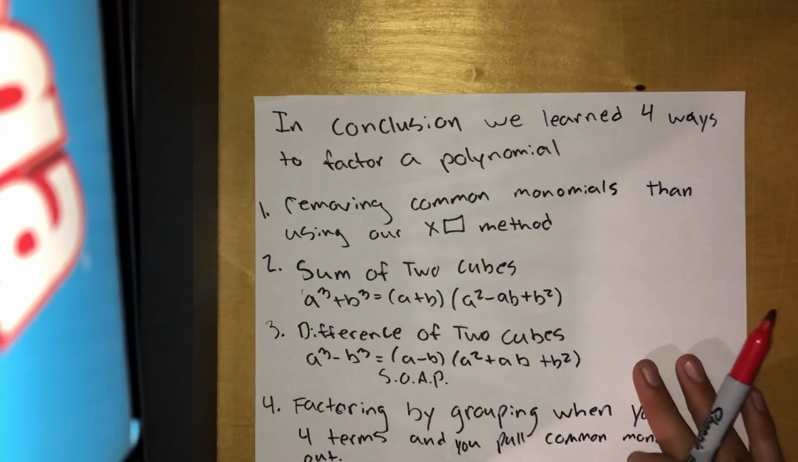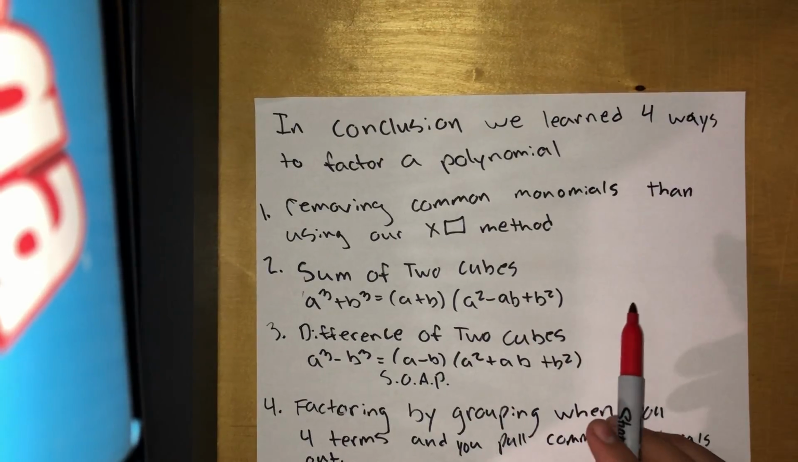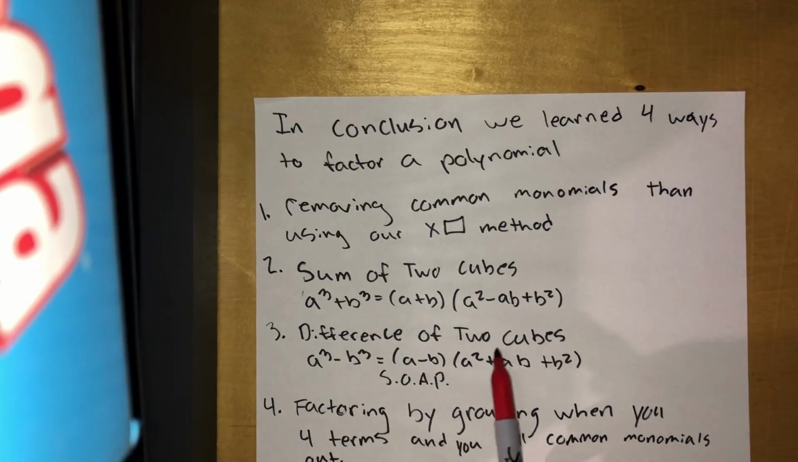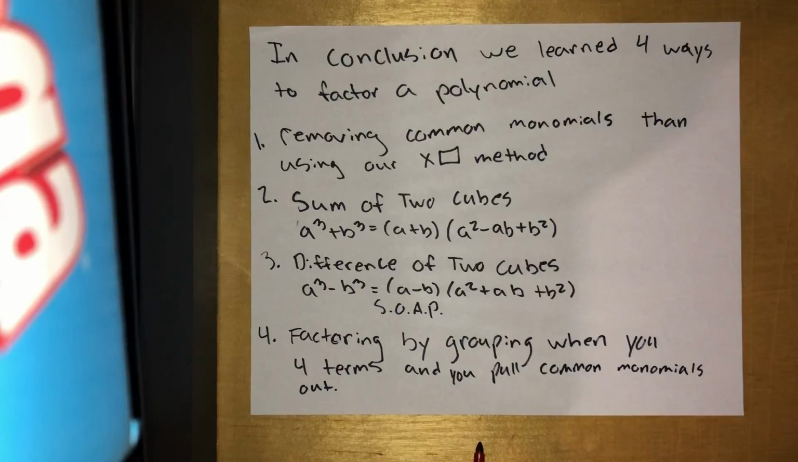Okay, so in conclusion, we learned 4 ways to factor a polynomial: removing a common monomial, then using our Xbox method, and then the sum of 2 cubes, the difference of 2 cubes, and factoring by grouping when you have 4 terms and you pull common monomials out.